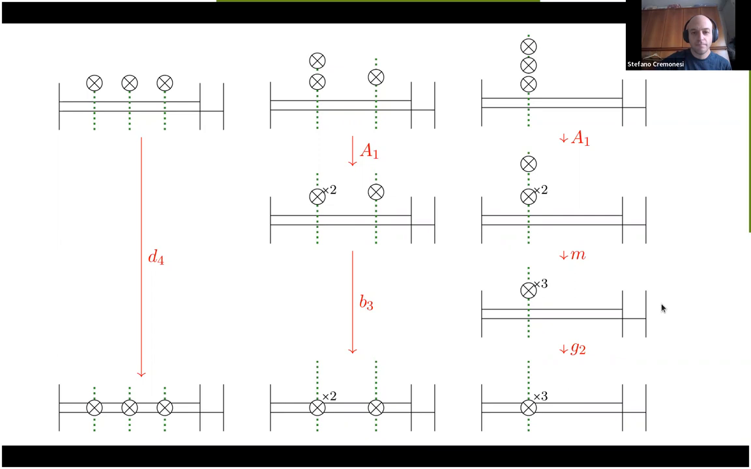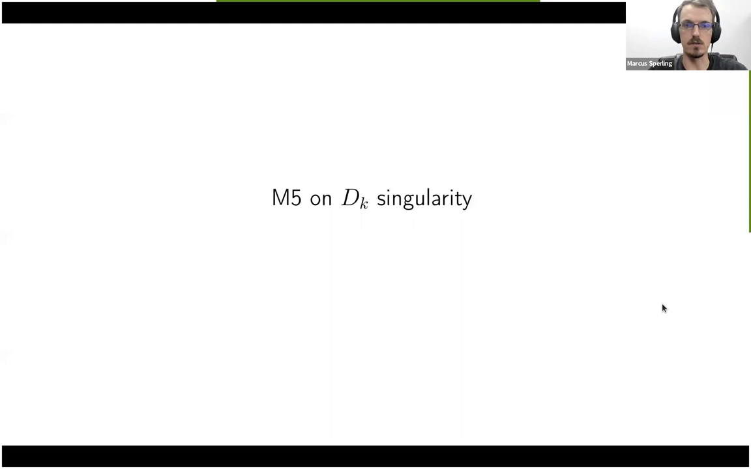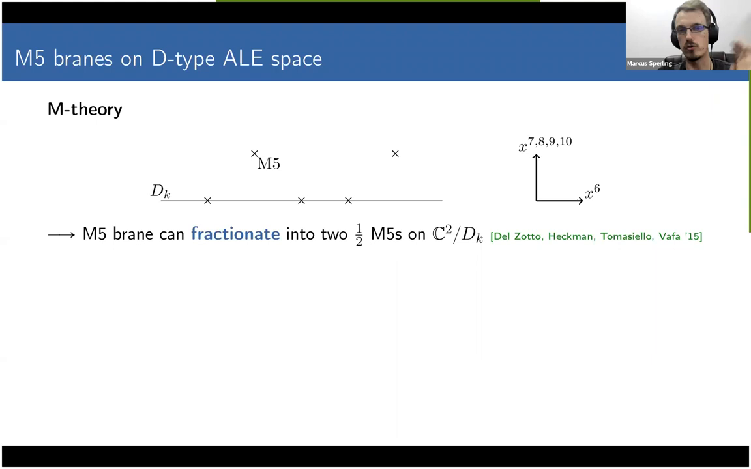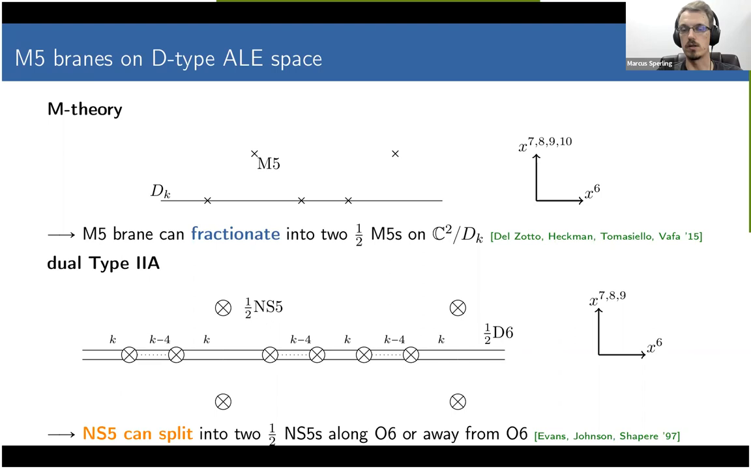Very good. Right, now, after having told you all this, we're going to go to the main part, which is M5 branes on a D-type singularity. Many things go in parallel, but there are a few changes. The first picture looks very similar to what I drew before, but now we have a D-type singularity. Once I go onto the singularity, an M5 brane can fractionate into two half M5 branes, which in terms of the brane system is the familiar feature that we have half NS5 branes as soon as we deal with an ON-minus plane. And we're dealing with an ON plane because the D-type singularity dualizes into a stack of k D6 branes on top of an O6 minus. Whenever there's nothing drawn in between the D6 branes, this is an O6 minus plane, and this one is an O6 plus plane, and so forth.